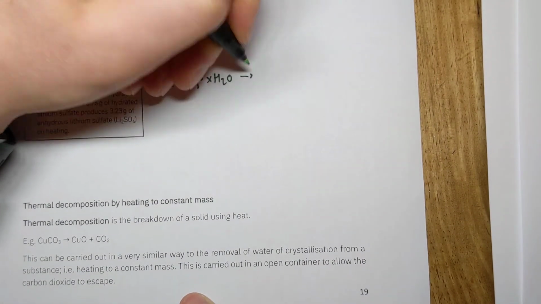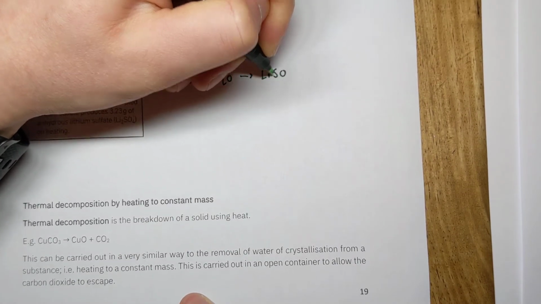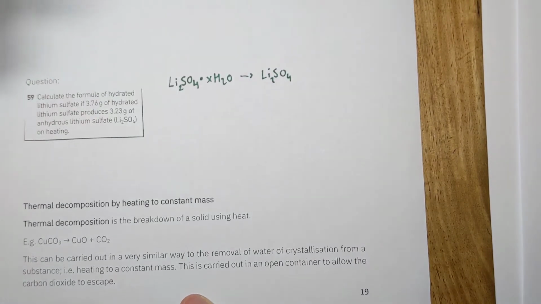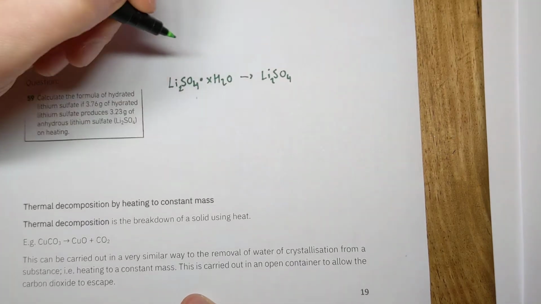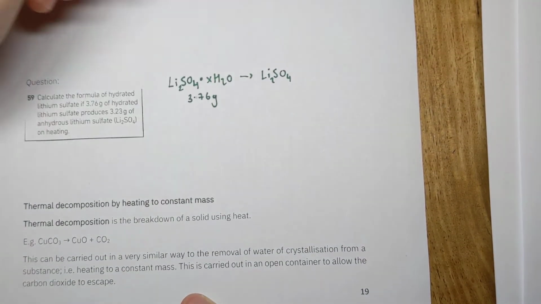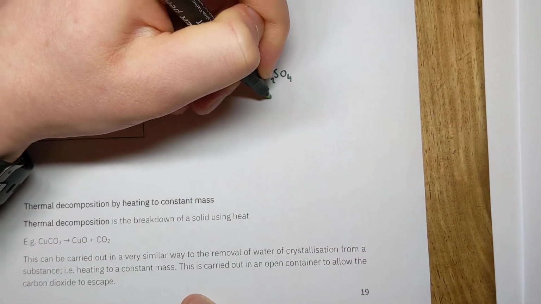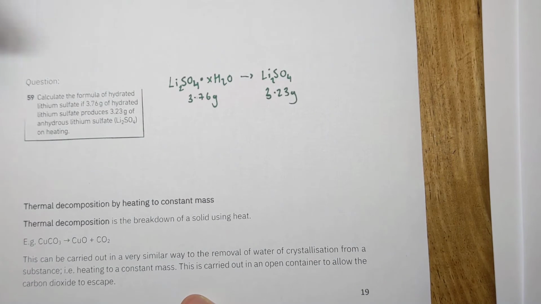If I heat it, I lose all that water, so it becomes Li2SO4 after it's lost the water. If I look at the masses here, I've got 3.76 grams of hydrated lithium sulfate and 3.23 grams of anhydrous lithium sulfate. So that's matching that up. It's 3.76 grams of this and 3.23 grams of the anhydrous stuff.